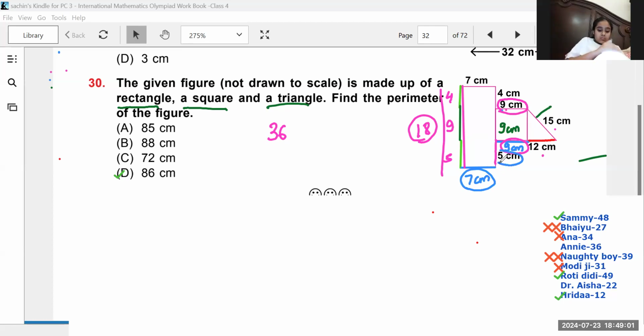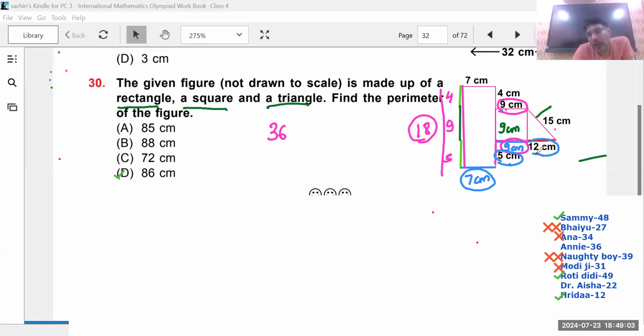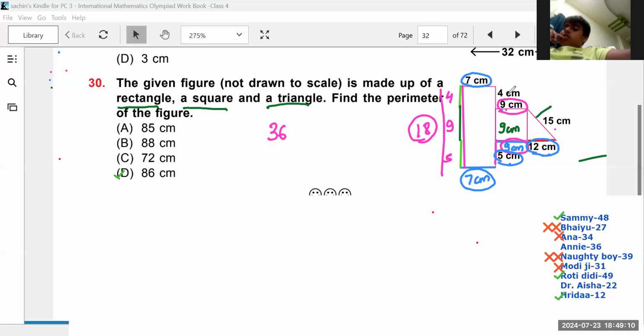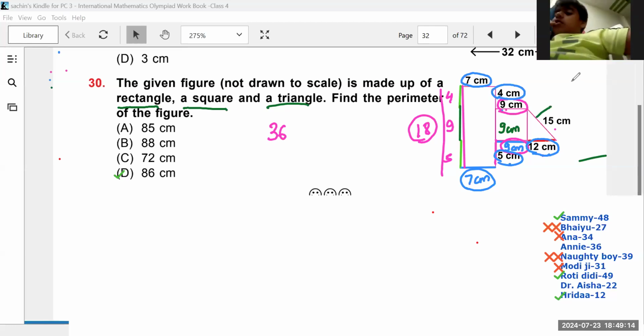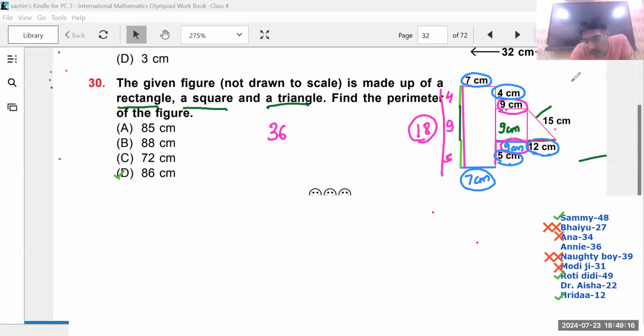Then I will add the rest of the numbers. 7 plus 5 is 12. 12 plus 12 is 24. 24 plus 7 is 31. 31 plus 4 is 35. And what did I miss? I missed something.